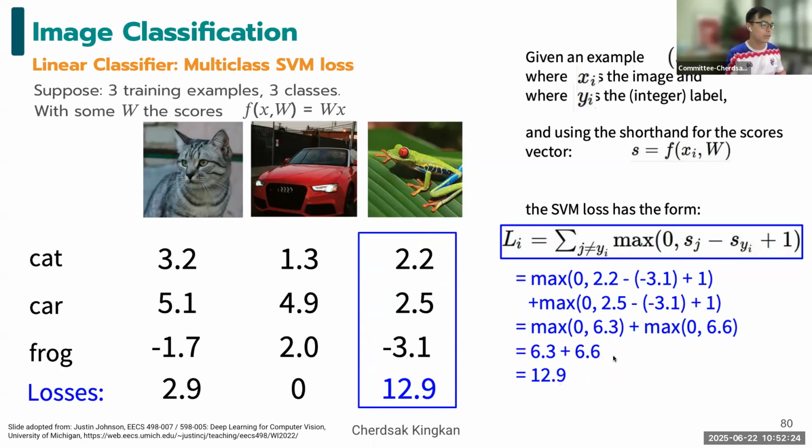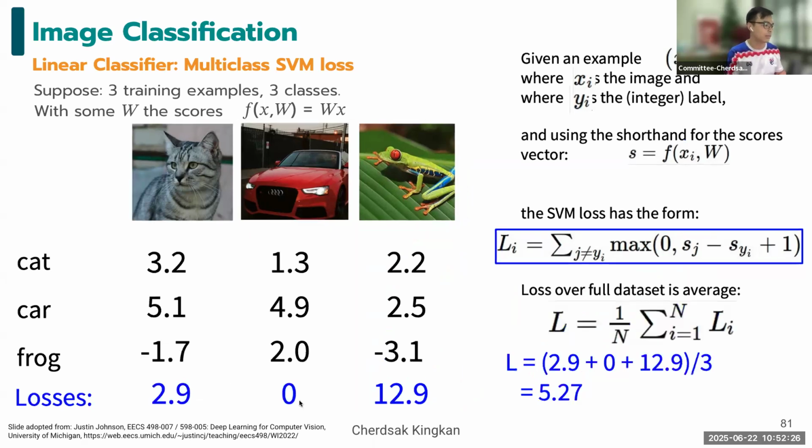Next, you sum them all up and divide by 3, the number of classes. This represents the loss for each individual example. If you want to calculate it for all the images in the data set, you sum them all up and divide by the number of examples. You get the average loss over the full data set. It's as simple as that.